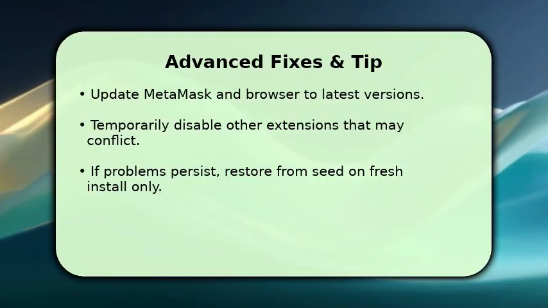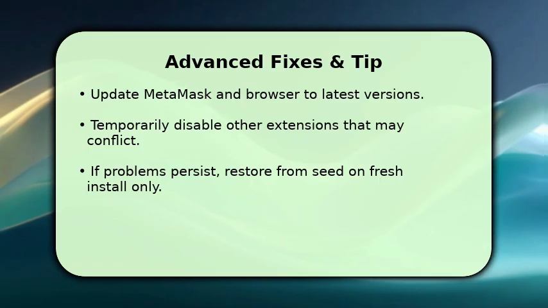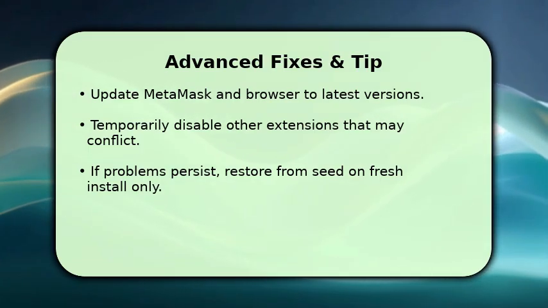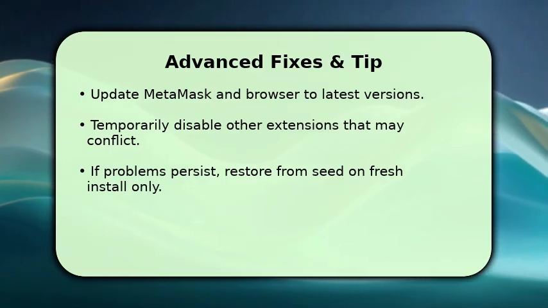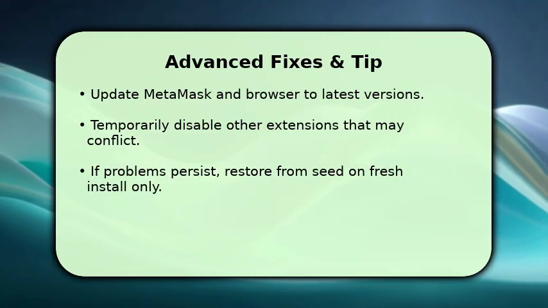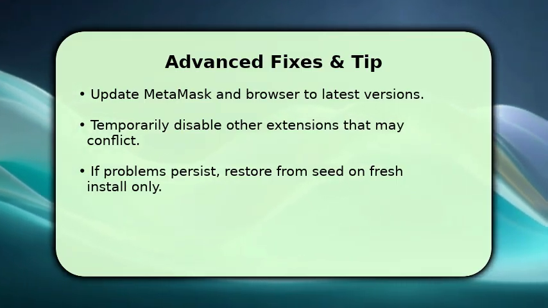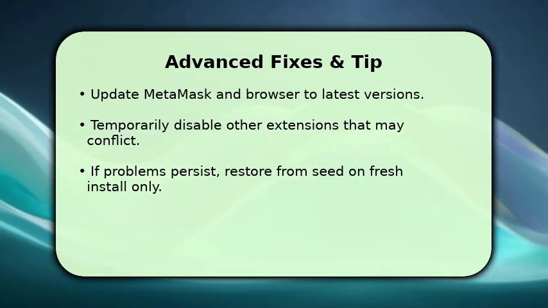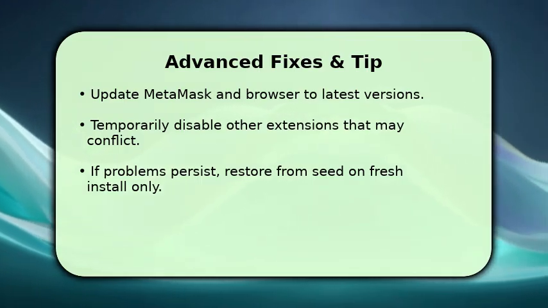If that doesn't work, disable other extensions one by one. Privacy or script blocking tools commonly interfere with provider detection. As a last resort, export your seed phrase and perform a fresh MetaMask install, then restore the wallet. This clears corrupted extension state. Troubleshooting tip: if you restore from seed, double-check the seed phrase and never enter it into a website.